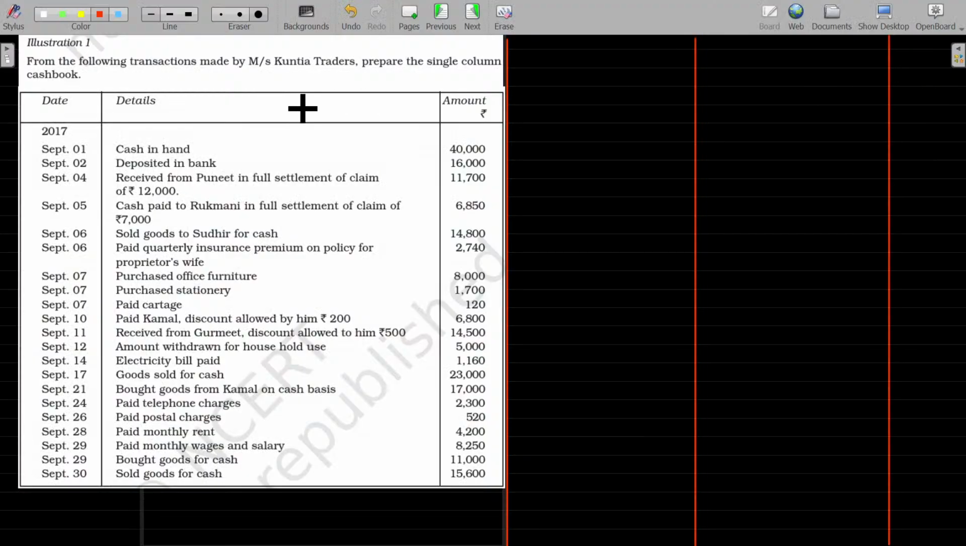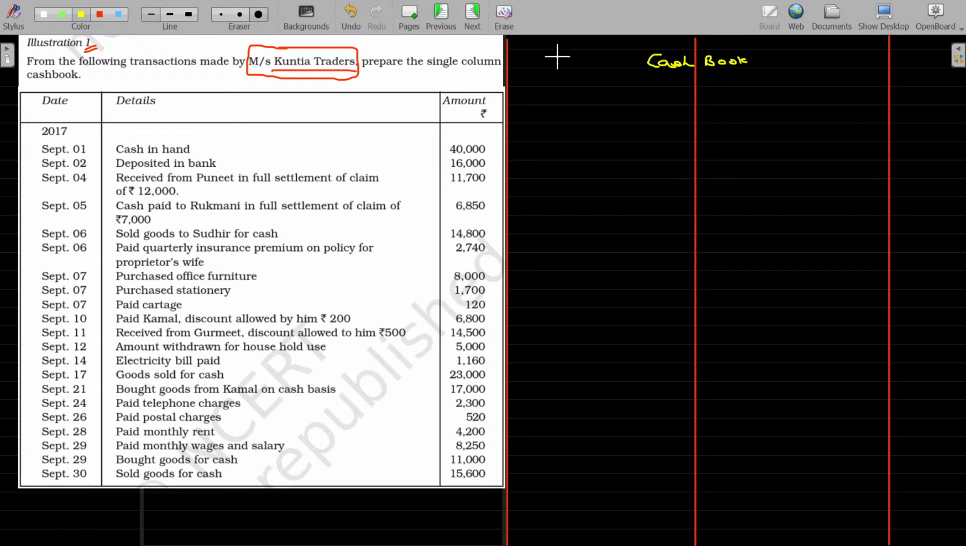Now, we'll be moving on to the single column cash book. Illustration number 1. So here we have a receipts and payments cash book. It's very simple. From the following transactions made by Kunitha Traders, prepare the single column cash book. So in the books of Kunitha Traders, I am going to prepare the cash book, that too single column. So, cash book.